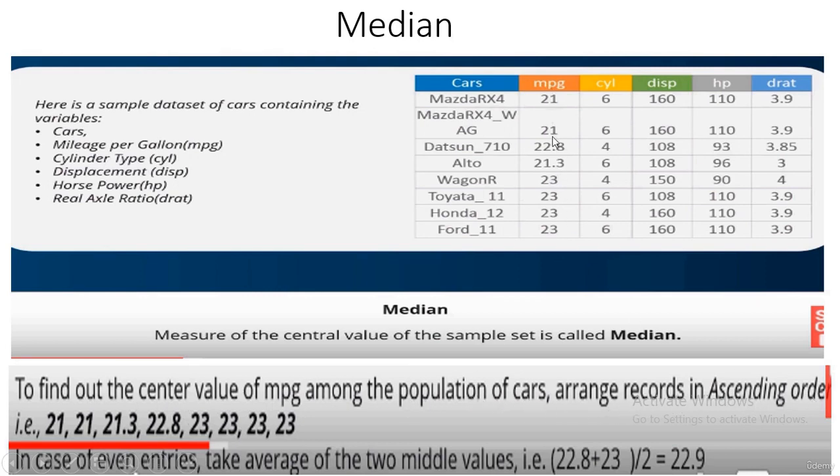That means we arrange this in ascending order and we need the central value. So in case this is even, then we will take the average of the middle two numbers. In this case it is 22.8 plus 23 divided by 2, equal to 22.9, which is the median. In case it would have been an odd number of rows, then we would have taken that middle value, whichever that would have been. In that case we would not have divided.